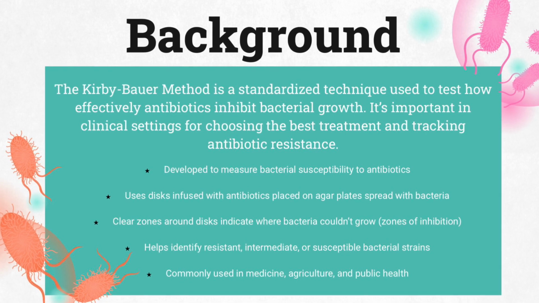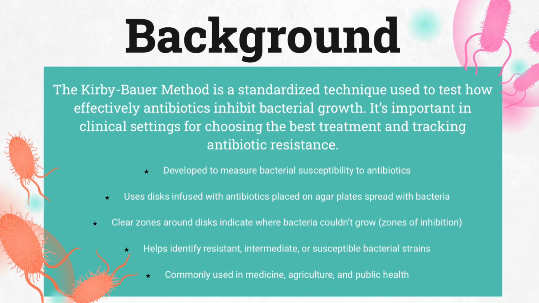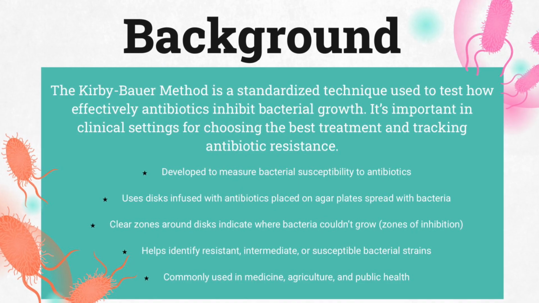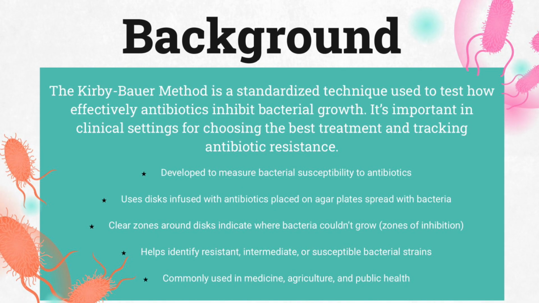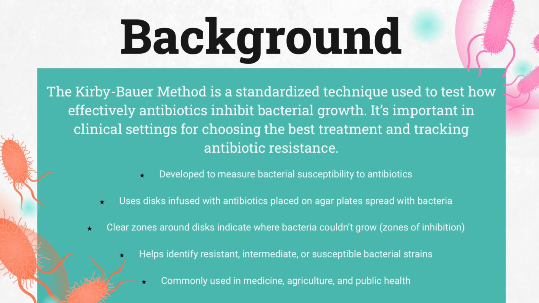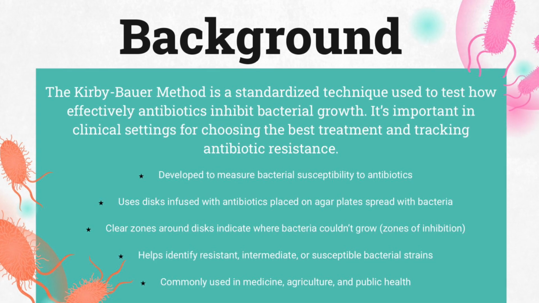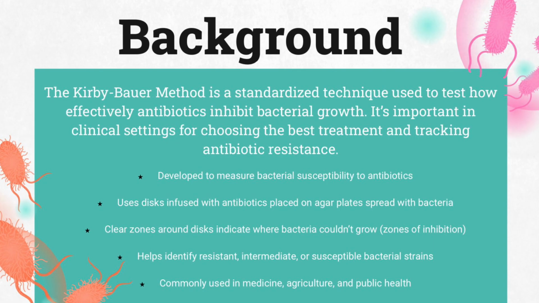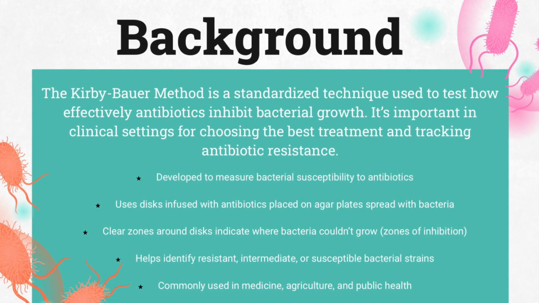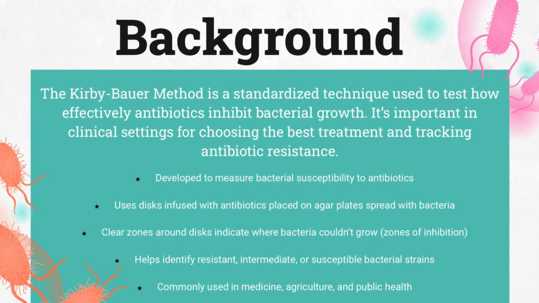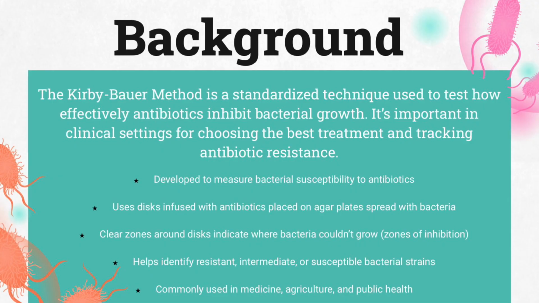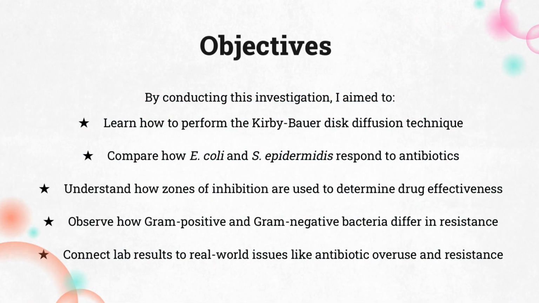Small discs soaked in a specific antibiotic are placed on agar plates that have been spread with bacteria. After incubation, you'll see a clear circular area around some of the discs. Those are called zones of inhibition. They show where bacterial growth has stopped. The bigger the zone, the more effective the antibiotic. This method is commonly used not just in hospitals, but also in agriculture and public health to help manage antibiotic use responsibly.